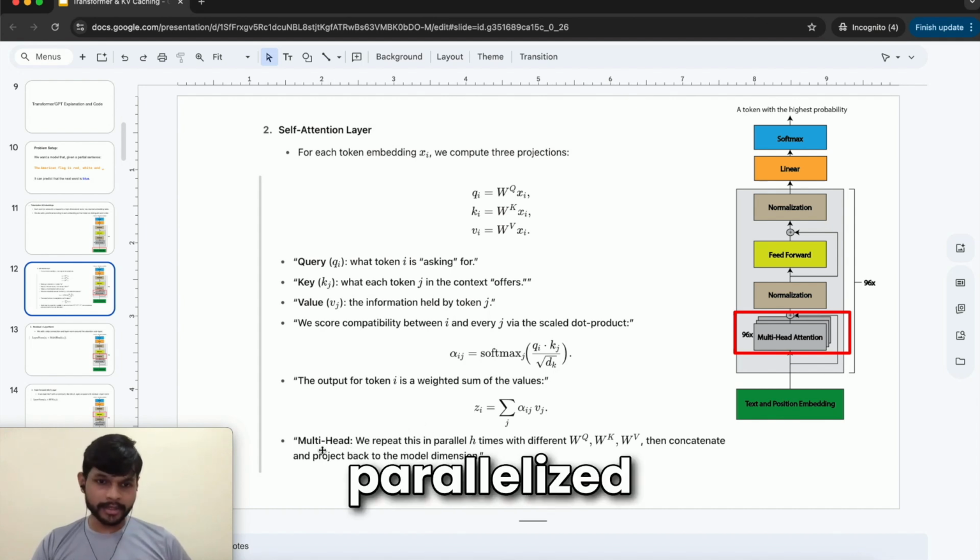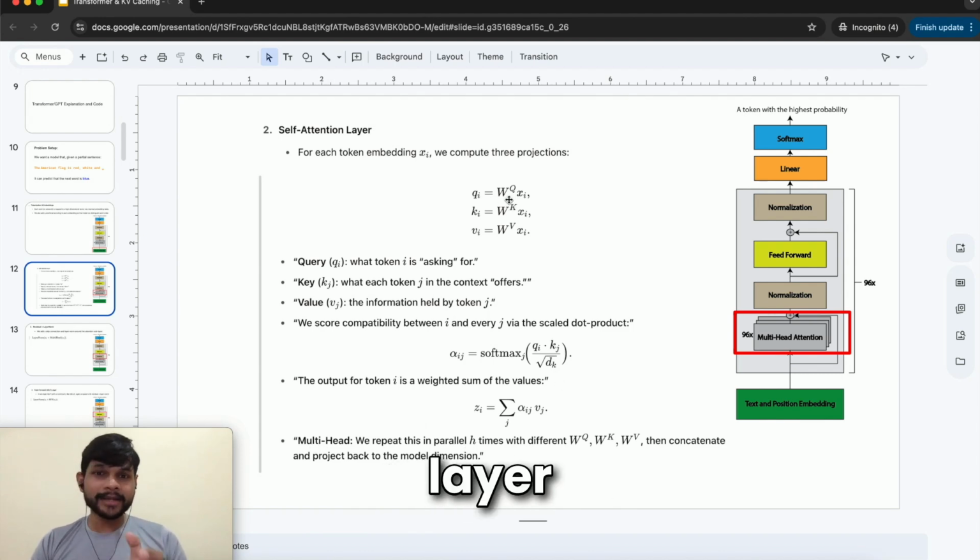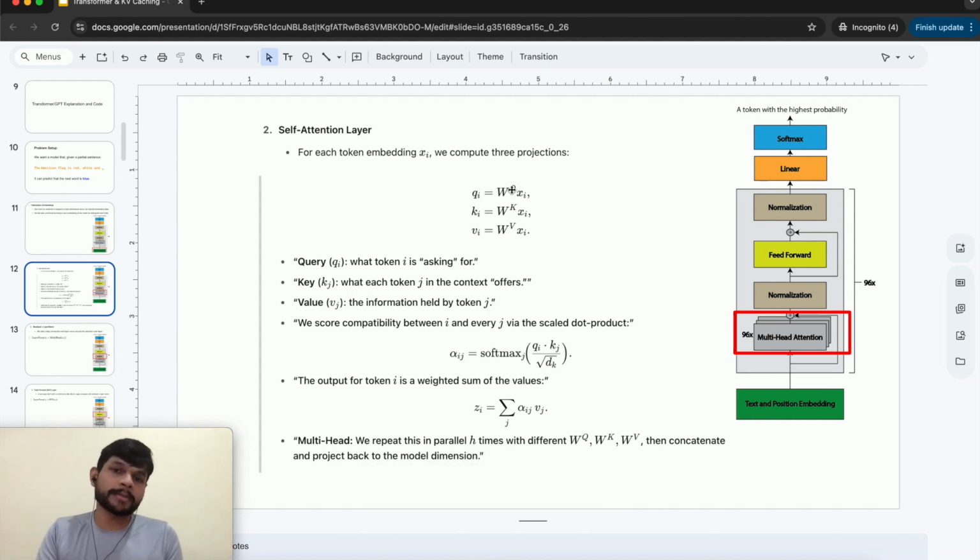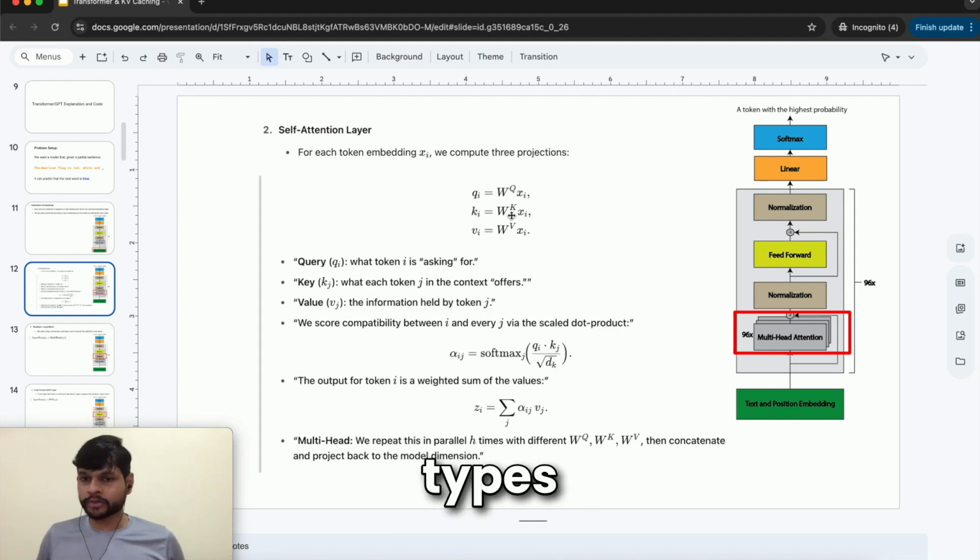This can be parallelized and we can have multi-head attention layers. Each attention layer might have a query which represents different types of queries, or it might have keys which represent different types of keys. Okay, so this is about the multi-head attention layer.